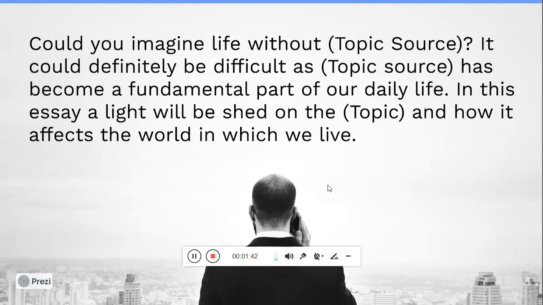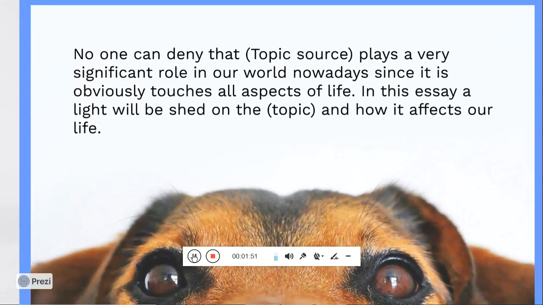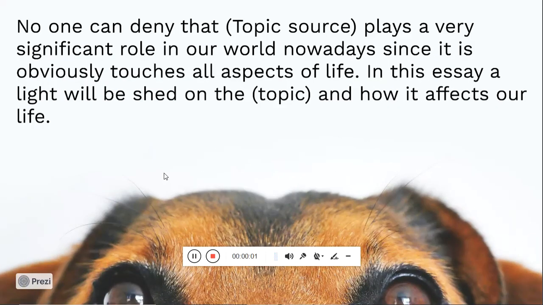Okay, now let's move on to the third introduction pattern. Yes, this one. Okay, for this one, I think many students are familiar with it. So it says, no one can deny that. Write the topic source. If you are writing about COVID-19, it can be health. The topic source will be health.